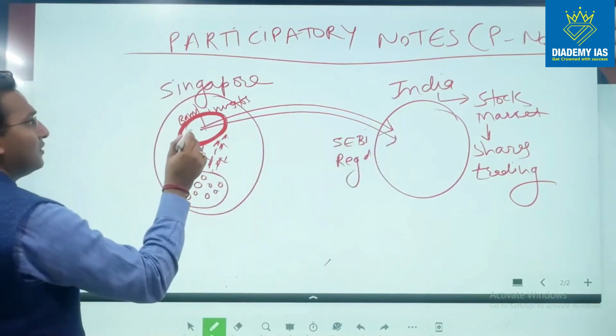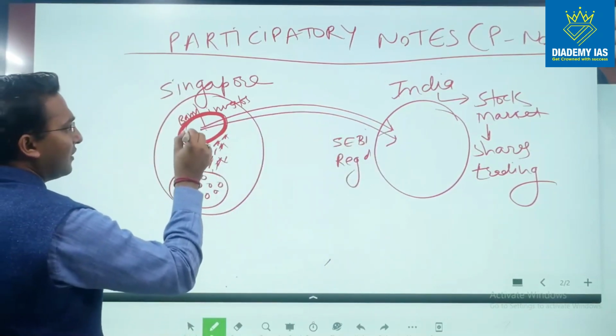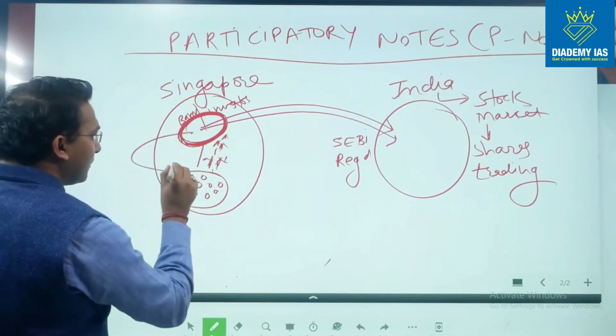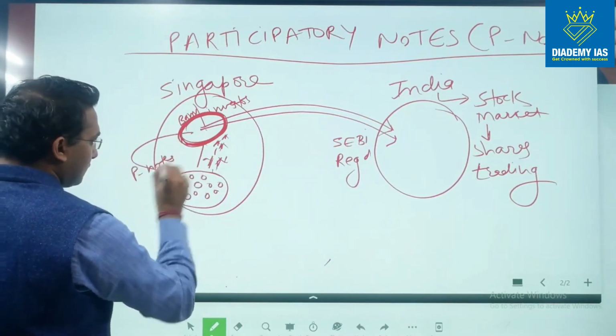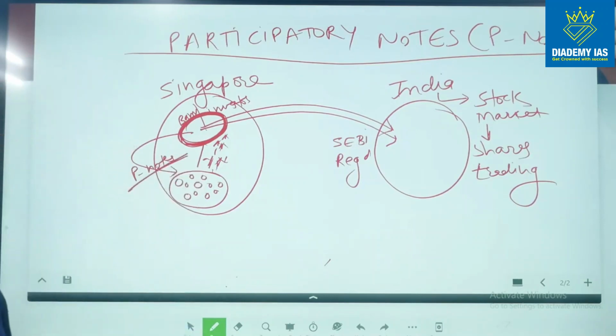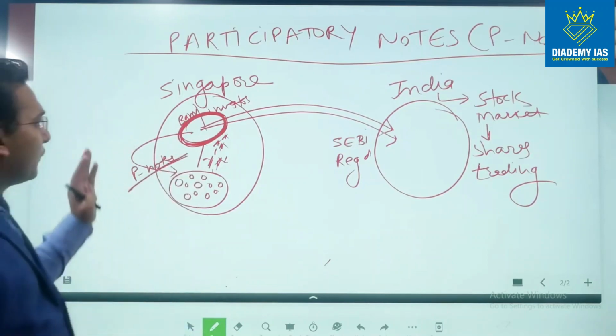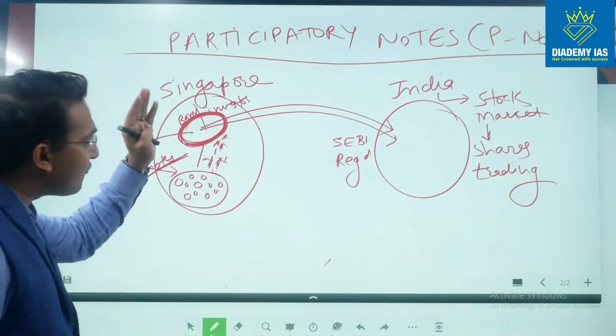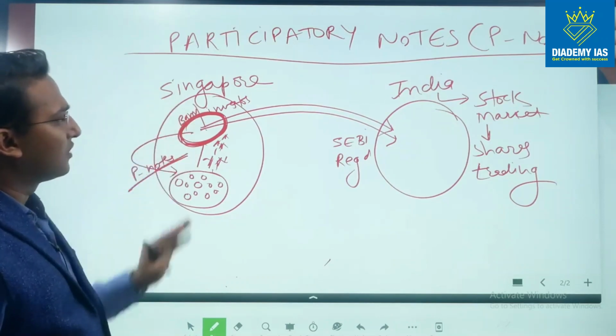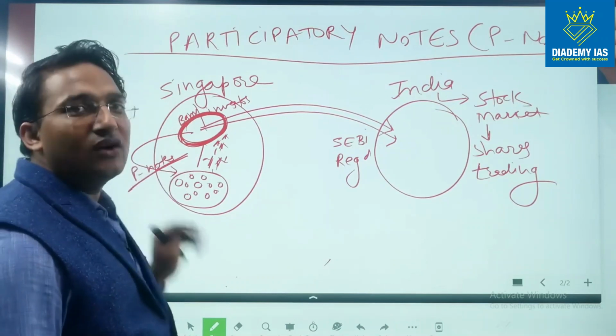In return, this bank will issue the participatory notes to the small investors, right? So participatory notes are basically issued by the registered FII, foreign institutional investor, to those investors which are not registered.